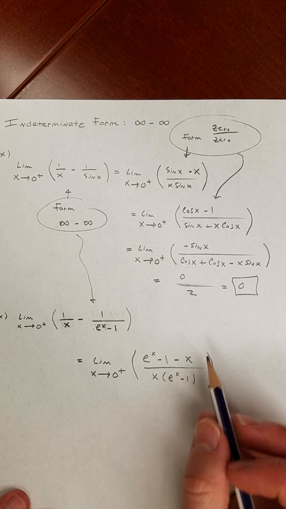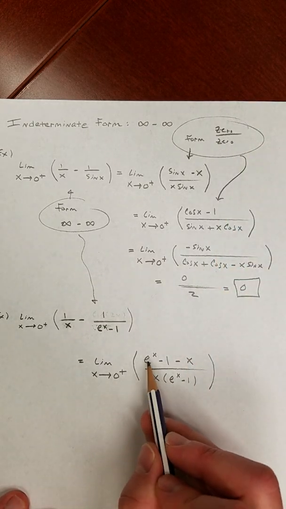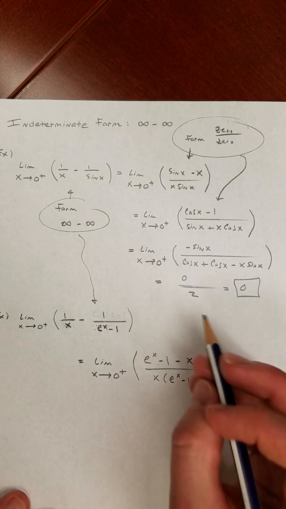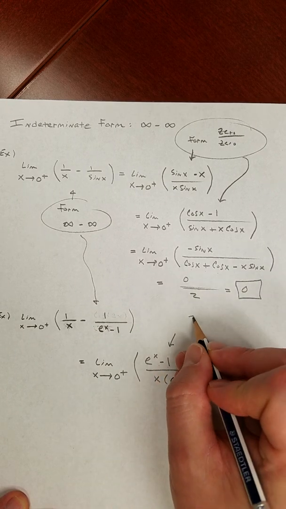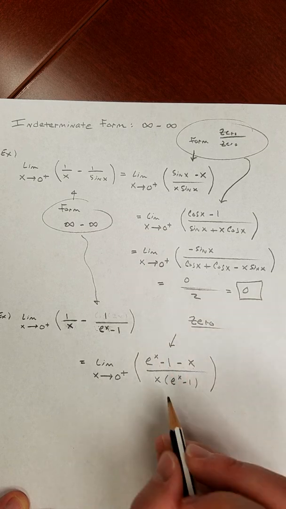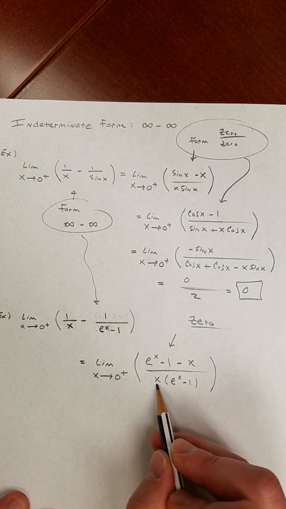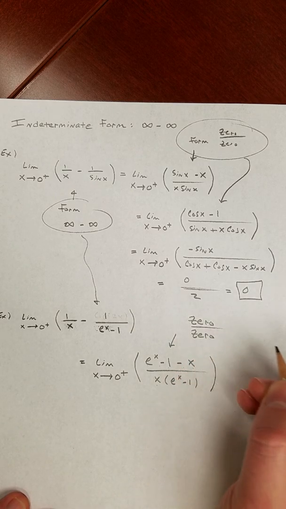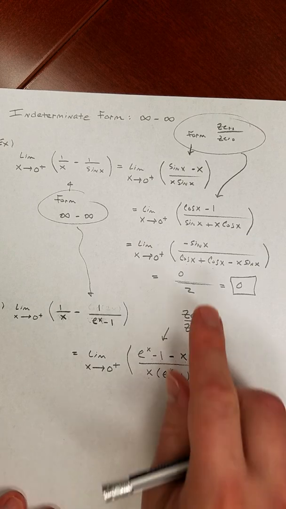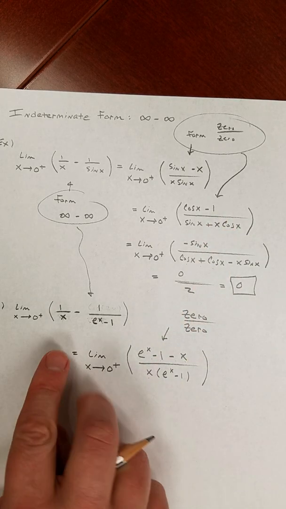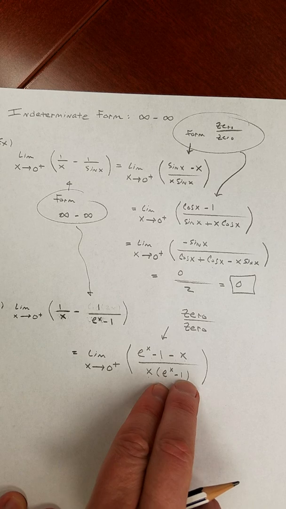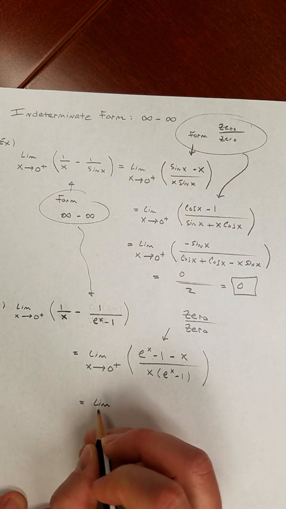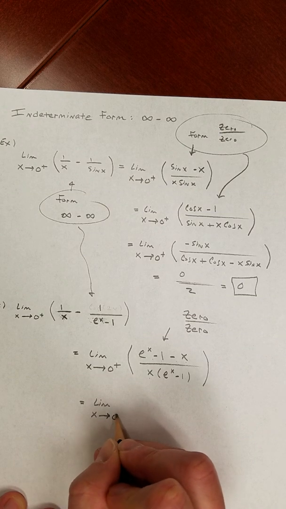What does this look like? Is this an indeterminate form? If I put 0 in, I'll get 1 minus 1 minus 0. So this right here gives me 0 on top. What about down there? 0 times 1 minus 1, also 0 on the bottom. So it's an indeterminate form. I can use L'Hopital's rule. That's why I took these and combined them. All right. What does L'Hopital's rule say to do?